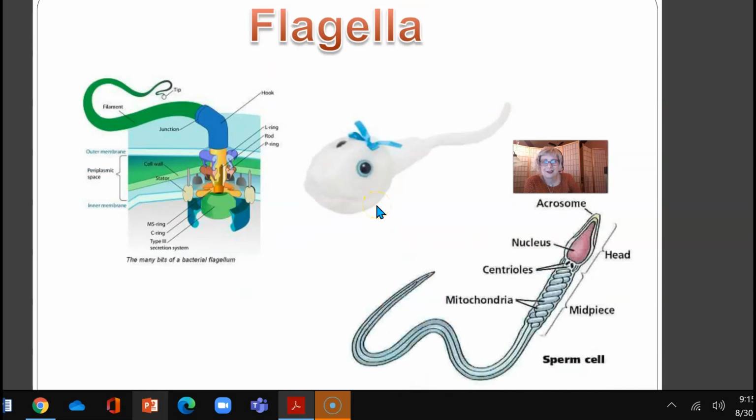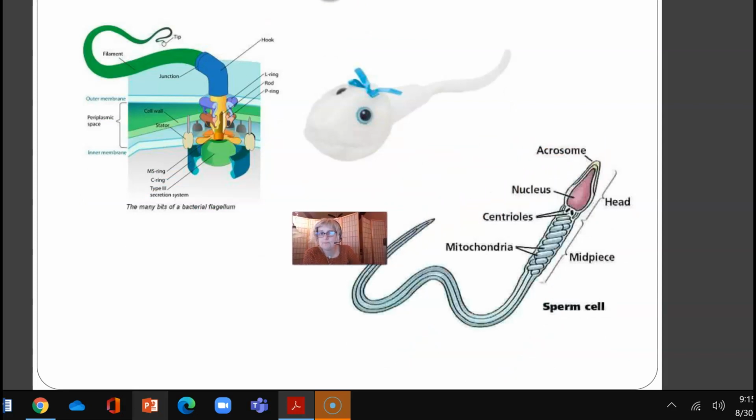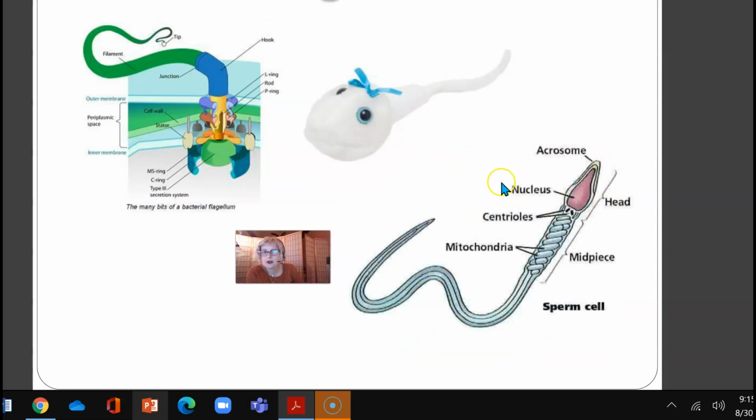Okay, so what are the components of the sperm? You have the acrosome, which has an enzyme that's going to break through the egg. The nucleus, which has the DNA. You've got the centrioles here. You've got the midpiece, which contains the mitochondria, and here's the sperm having the flagella. So this is the flagella, the tail. The end portion is the filament, and it allows movement of the sperm.